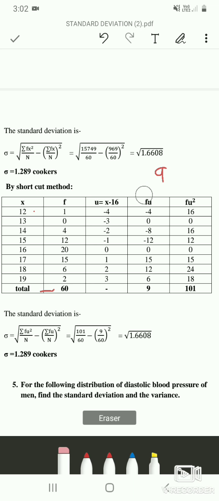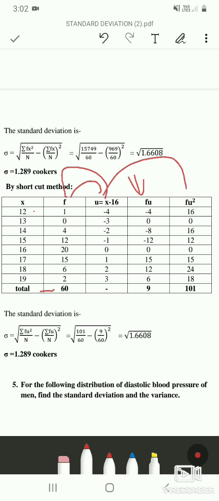The next column would be f into u. Multiply these two values to get fu, and square these values and multiply with f. You will get your fu square. So the formula in case of shortcut deviation for standard deviation is square root of summation fu square divided by capital N minus summation fu divided by capital N whole square. So in place of x we just have u, wherein u is equal to x minus a.